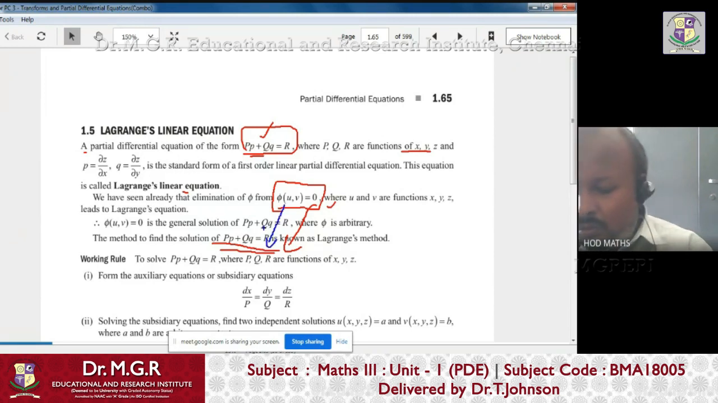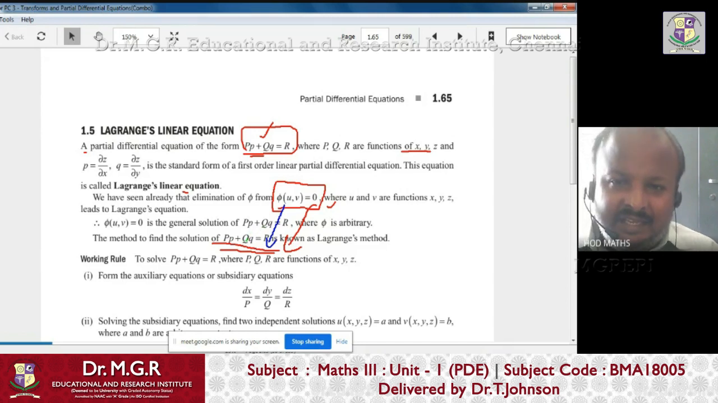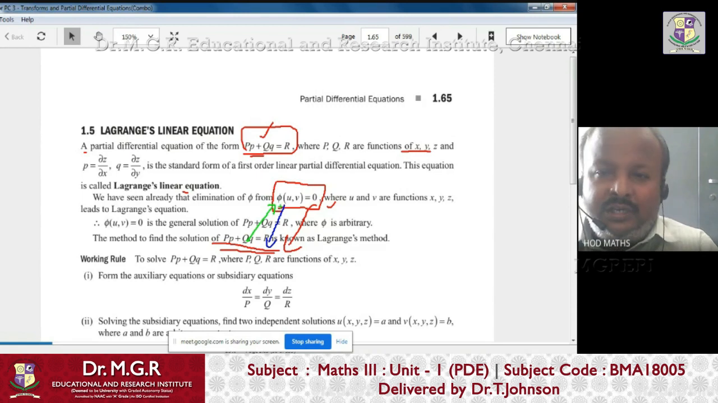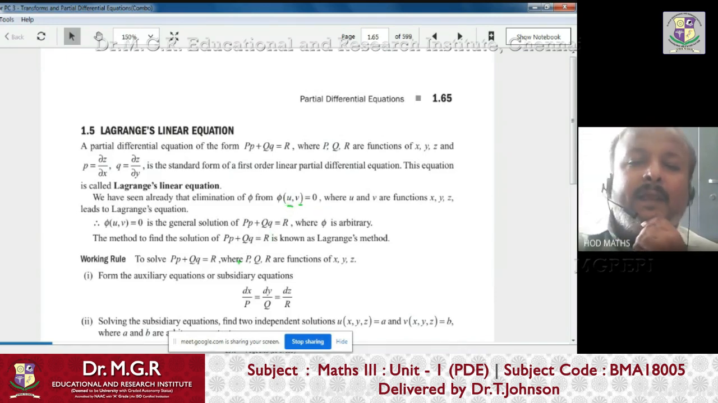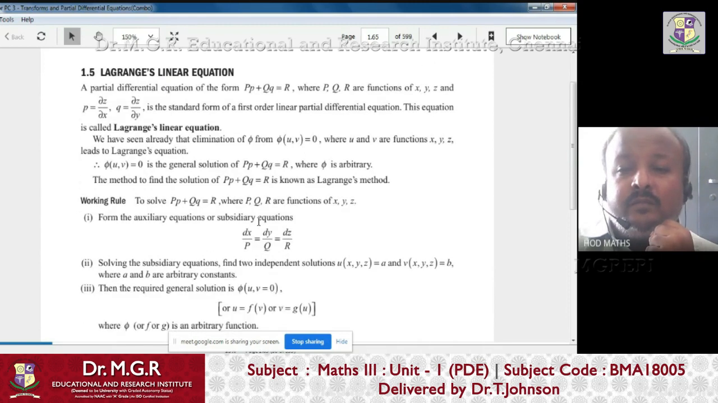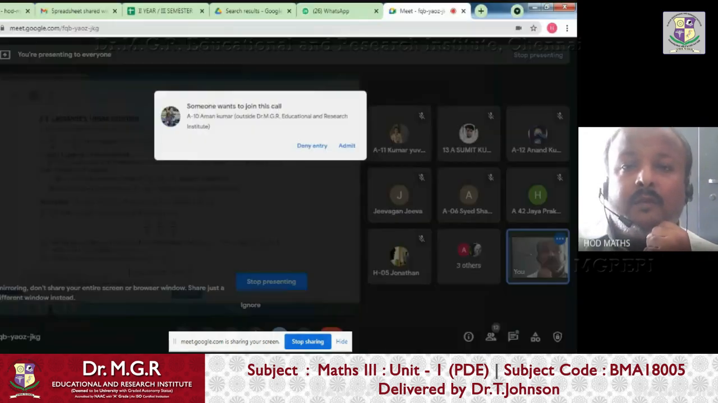Now we are going to do the reverse process. The PDE is given, and you have to solve it. When you solve, you will get a general solution, because in that solution there is an arbitrary function phi with two arguments u and v. So the problem is to find these two arguments, what is u and what is v. For that there is a standard procedure.